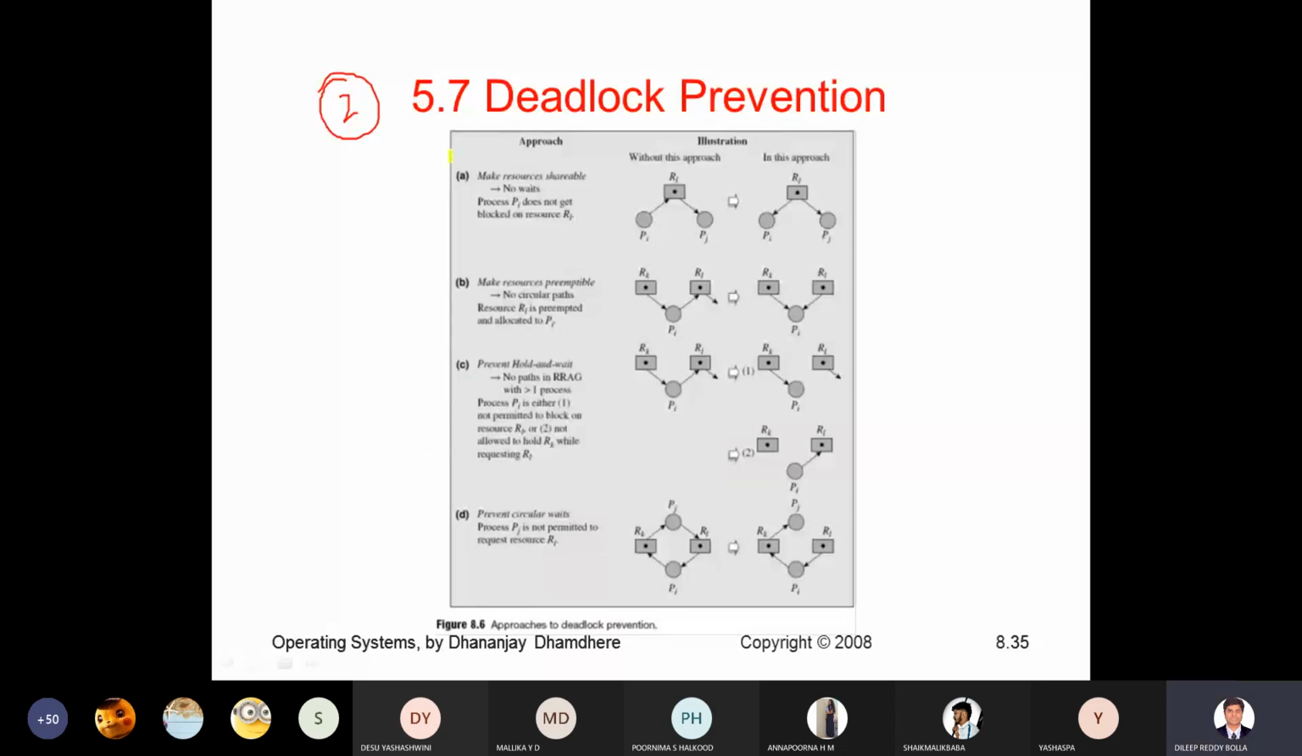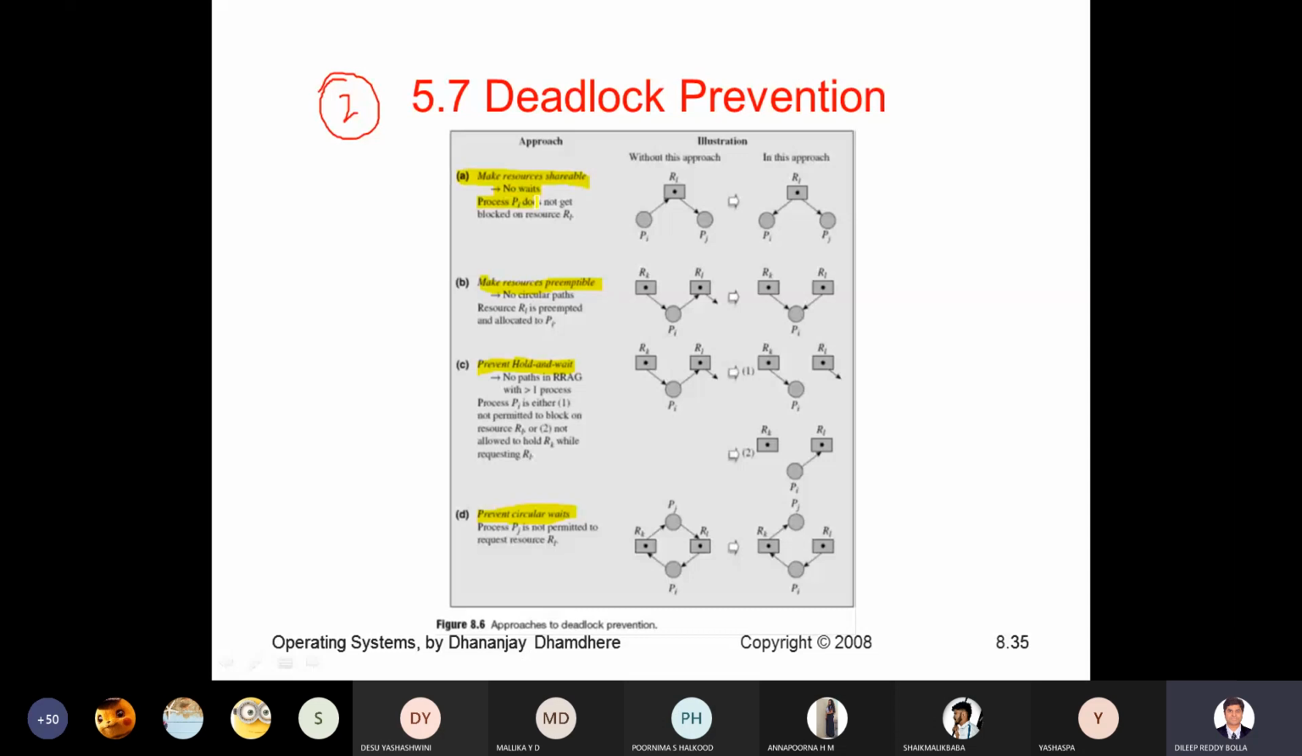First one is make the resource shareable. This one is make the resource preemptive and prevent hold and wait and prevent circular waits. So this way we are trying to prevent it. First one, A, make the resource shareable. We are not going to make any wait.